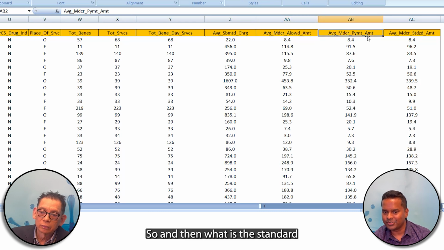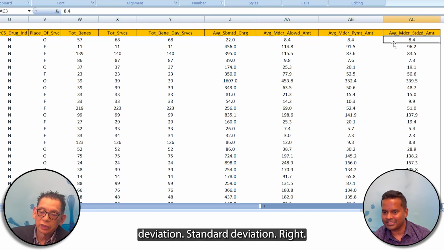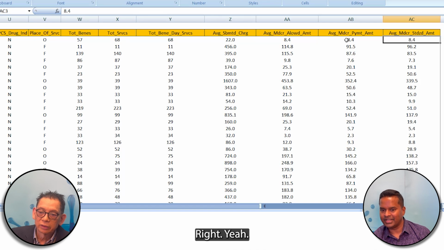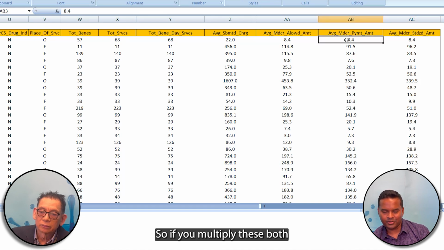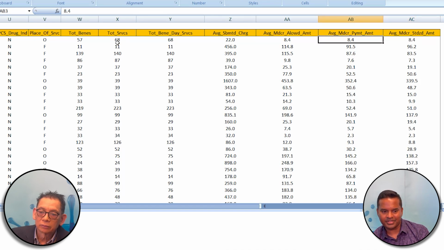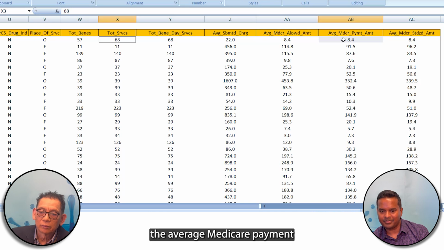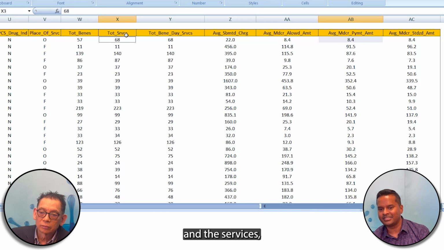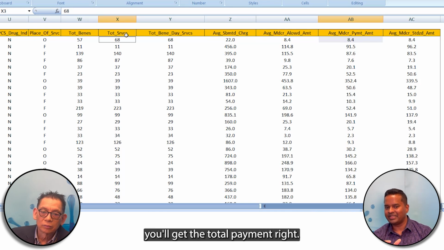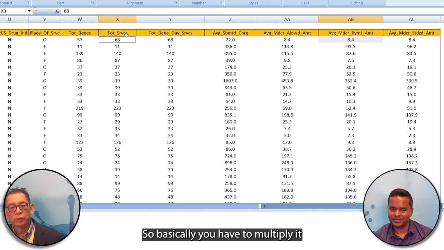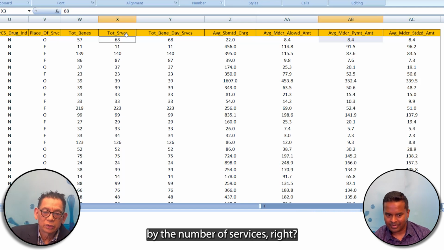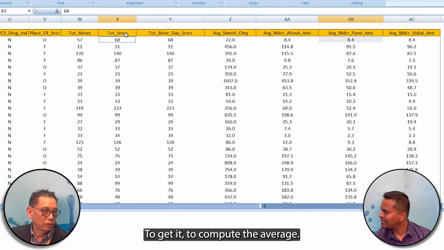And we see the submitted charge, what is the allowed amount, and what they actually paid. And then what is the standardized amount. If you multiply the average Medicare payment by the number of services, you'll get the total payment, since they compute the average.